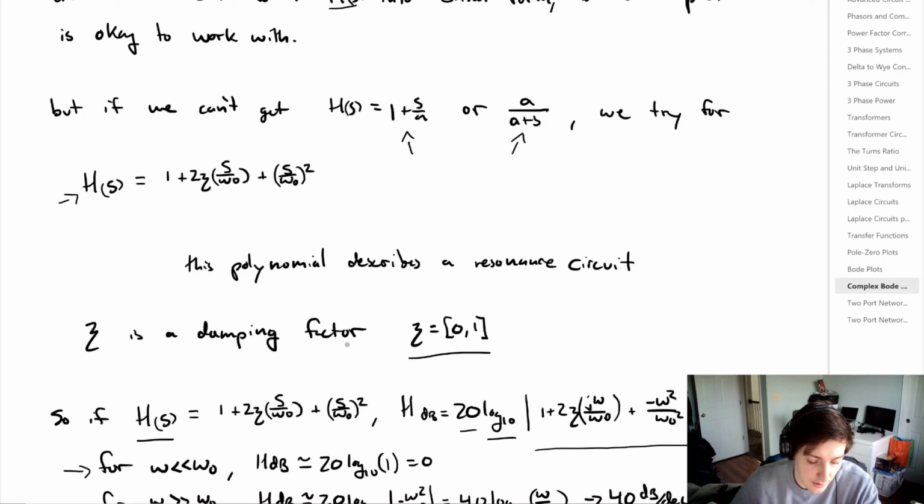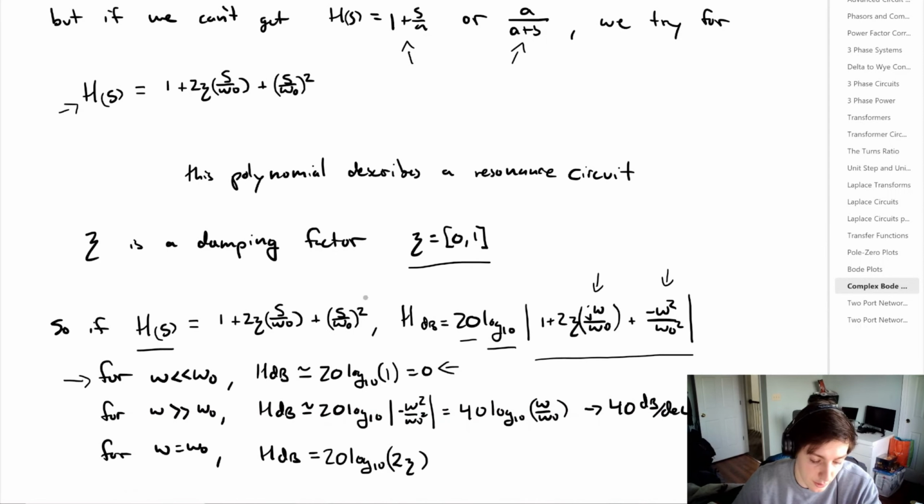One for omega much less than omega naught. So we can see that this middle term and this last term are negligible, and we get 20 log 10 times 1, and we know that that simply equals 0. Now we can look at the case for omega much greater than omega naught. We're going to say that this last term is the dominating factor. So we can make the approximation that we have 20 log 10 of omega divided by omega naught squared, and then we get this minus sign. But because it's the magnitude, we can simplify this as 40 log 10, and that actually gives us a 40 dB per decade increase.